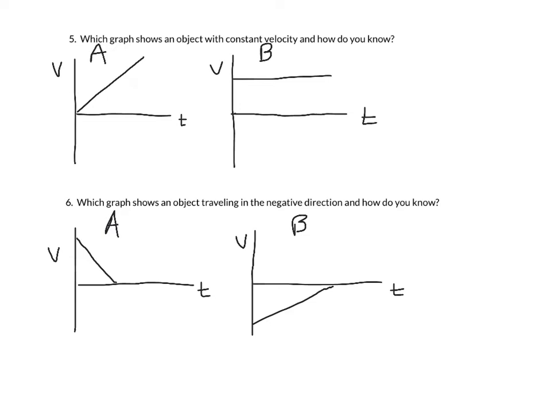Okay, number 5. Which graph shows an object with a constant velocity, and how do you know? All right, constant velocity. Now, remember, in the last two problems we were looking only at x-t, position-time graphs. Now we're looking only at v-t graphs. They're both v-t graphs.